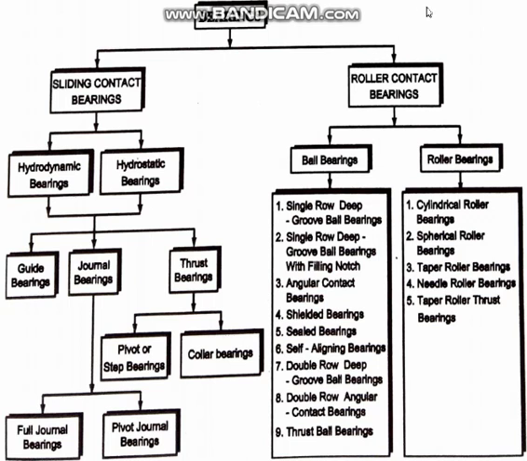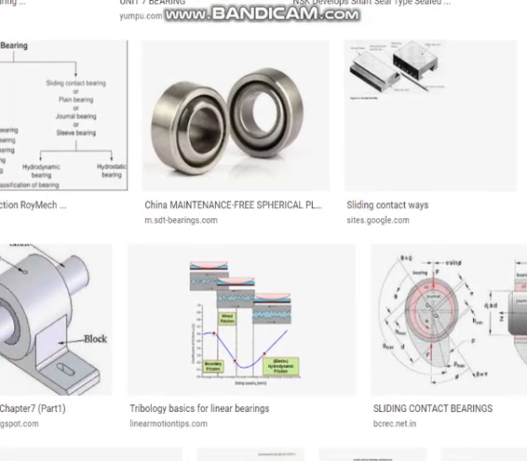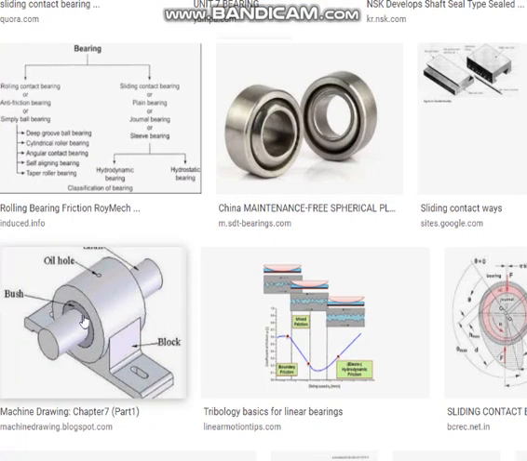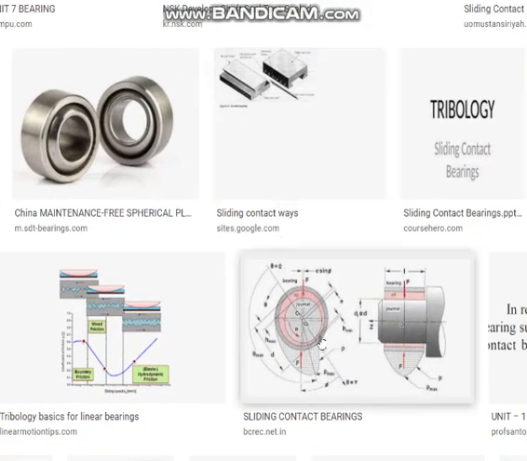Now I will show you some pictures of sliding contact bearing. You see here the shaft, and some bushes provided around it, and this is the bearing block, this is the bearing housing. This is a sliding contact bearing. The whole surface is coming in contact. Otherwise, it can be like this: this is the shaft, this is the bearing, and in the middle some oil film is provided to reduce the friction. These are some of the pictures of sliding contact bearings.